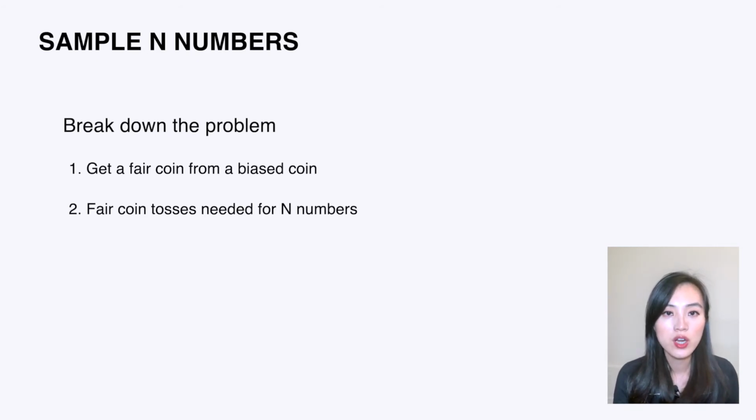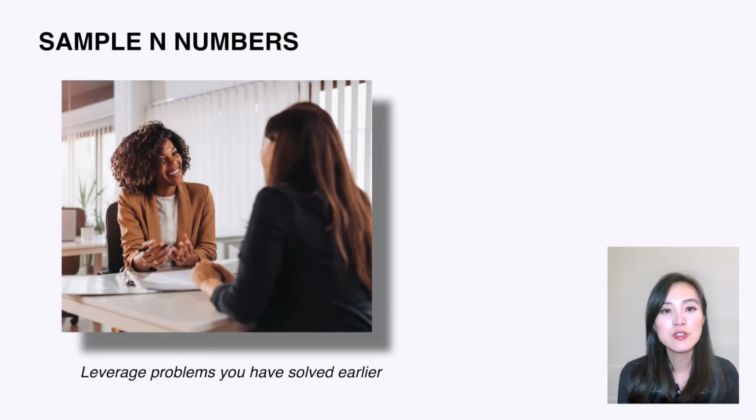Now, we can break this problem into two smaller problems. One is to get a fair coin from a biased coin, and the other one is to figure out how many tosses we need in order to get n different numbers. Well, the good thing is that we've already solved the first problem just 2 minutes before. Another interview tip I have for you is try to leverage any problem that you have solved earlier in order to solve the current problem.